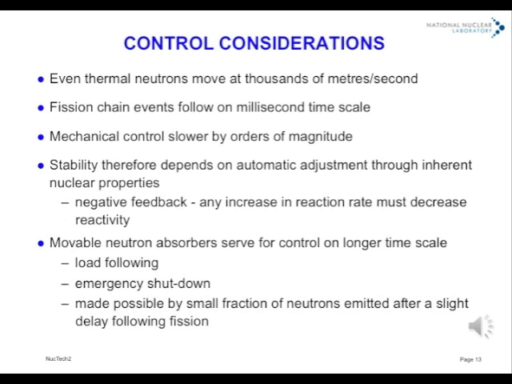Control considerations. Control is a crucial issue with nuclear reactors. Even thermal neutrons move at thousands of meters per second, and successive events in a fission chain follow on a millisecond timescale, far too fast for mechanical intervention to be effective. Control therefore demands instant automatic responses to any departure from the desired power level. This can come about only through negative feedback inherent in the system, whereby any such departure itself brings about a corrective response.